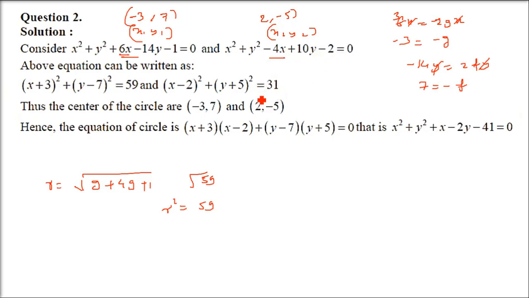And g square plus f square minus c, use it to find out the r square or r. So now this center is known, x1, y1, x2, y2. Now put it in the equation which we just discussed. x minus x1 into x minus x2 plus y minus y1 into y minus y2. This is the final equation.